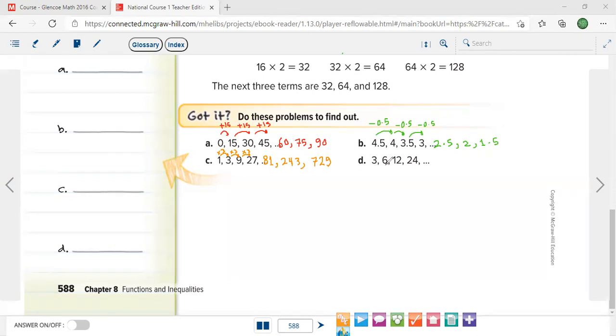In problem D, 3, 6, 12, 24, so it's clear that we are multiplying by 2, multiplying by 2, multiply by 2. So next three terms will be 24 multiplied by 2 will give you 48. 48 multiplied by 2 will give you 96. 96 multiplied by 2 will give you 192. See how easy?